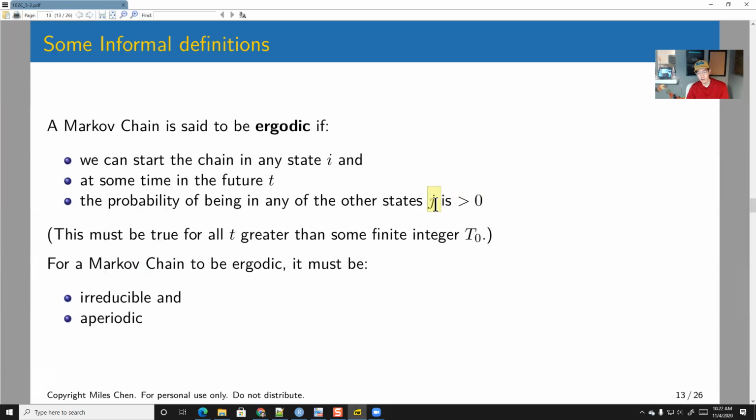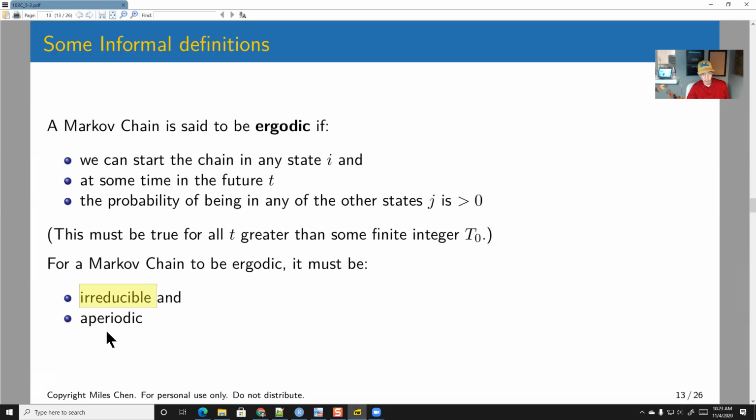So it's going to be ergodic as long as there's a non-zero probability for all of the other states. Some of the states might have a very low probability, but as long as it's greater than 0, then we're okay. And this has to be true for some finite integer. We can't just say it's going to happen off in infinity. It's got to be true for some value less than infinity, so it's got to happen eventually. Now a finite integer could be a really, really big number, just not infinity.